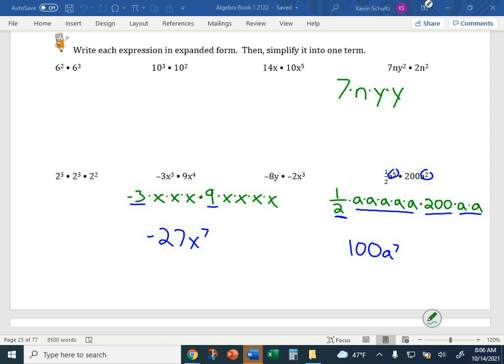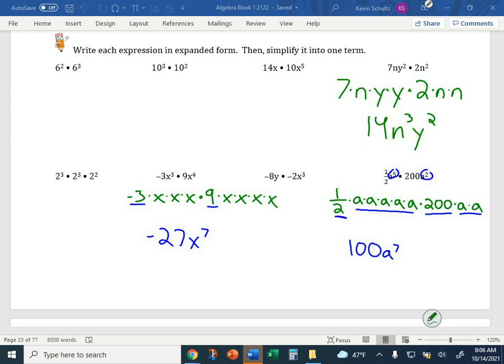Then we've got our 2n squared, which is 2 times n. What's this going to be when we simplify it? What's this going to be? Claire? Yes, 7 or 14 n cubed and then y squared. Good. 7 times 2, those coefficients get multiplied to give us 14. We have a total of 3 n's there, n cubed. And we have a total of 2 y's for y squared.